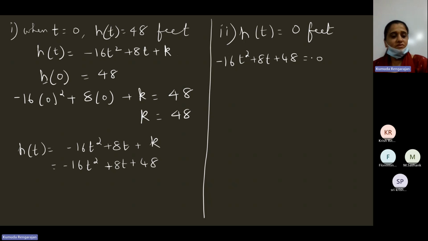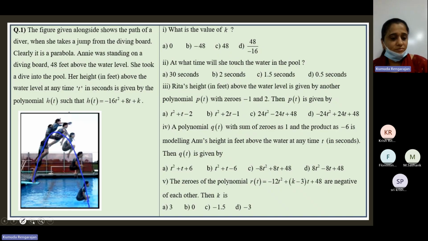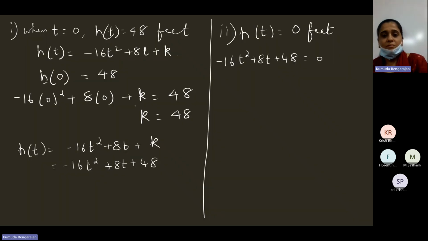h of t is this one only. This is the polynomial. So h of t is 0. That means minus 16t square plus 8t plus 48 is equal to 0.